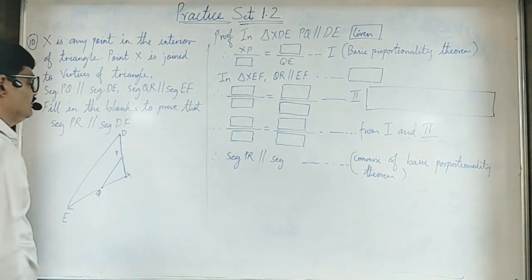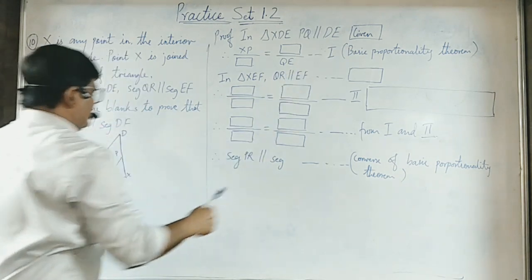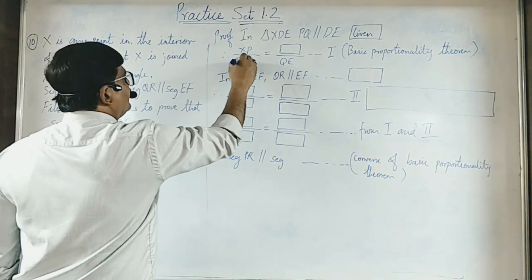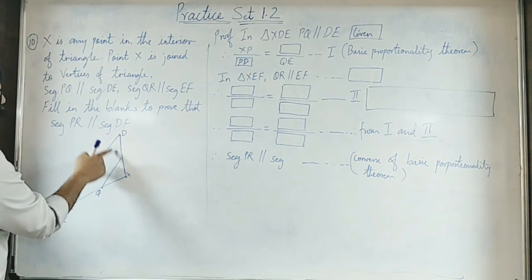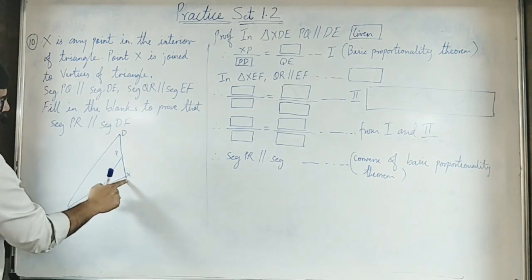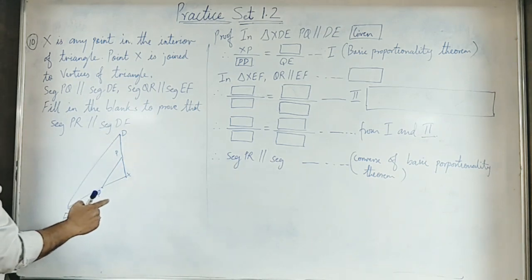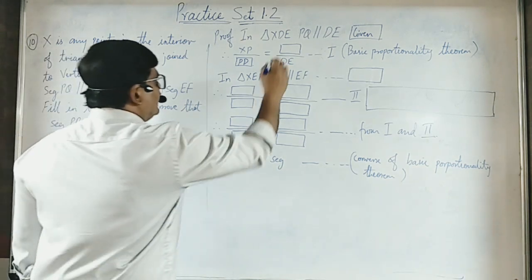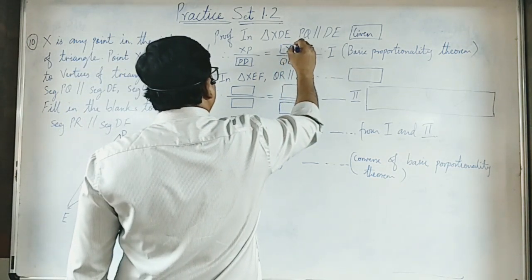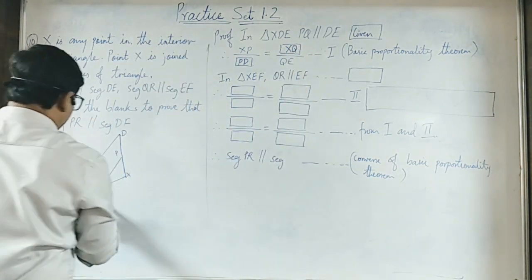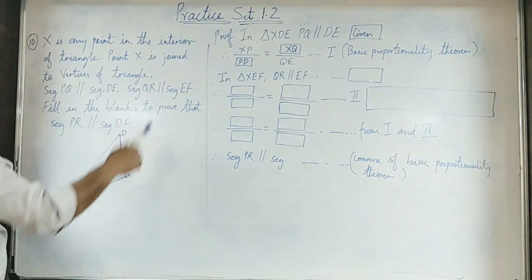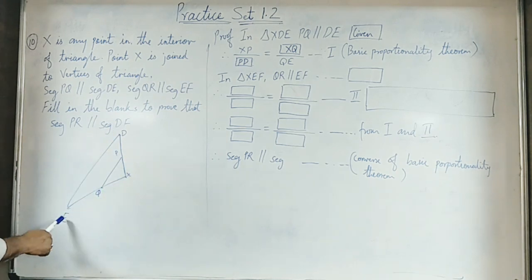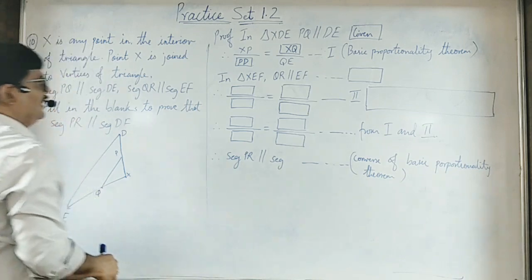Now if it is parallel, do you know that by the basic proportionality theorem, it's very simple: XP upon PD, because PQ is parallel to DE, and you have to start from here. XP upon PD is equal to XQ upon QE. Can you see that? That is because of the basic proportionality theorem. XP upon PD is equal to XQ upon QE. I have finished with this.